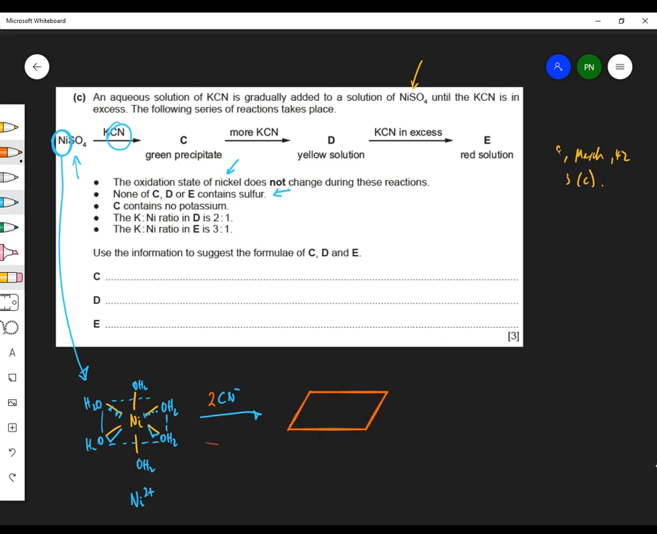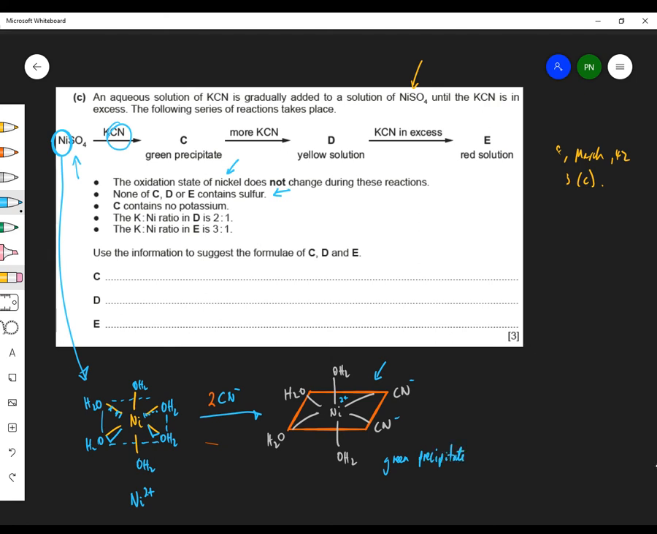Okay, so let's draw this a bit nicer. Okay, there's my nickel. I'm going to put water there, and there. Okay, I'm going to leave those 2 for now, and I'm going to put water there, and I'm going to pretend, well, I'm going to guess that 2 CNs come on. So even though the charge on the nickel is 2+, these are minus minus. So this is a neutral compound, and I'm going to guess this is my green precipitate.